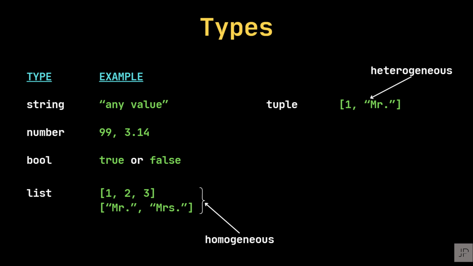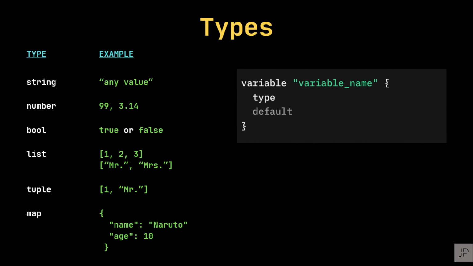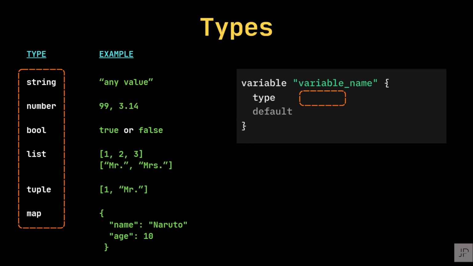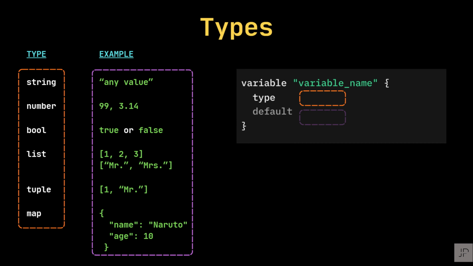The next is map. It's like a dictionary containing key value pairs. Let's bring back the syntax of a variable. These values go here, and these values go here.